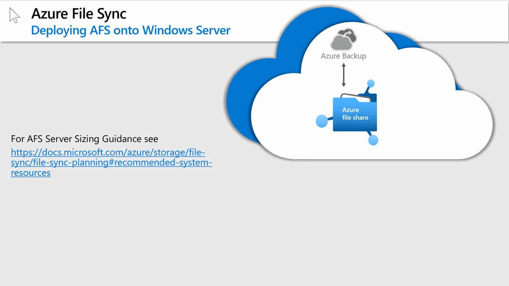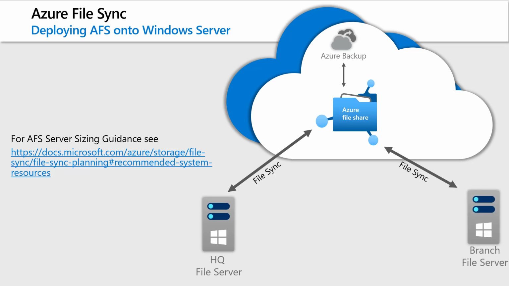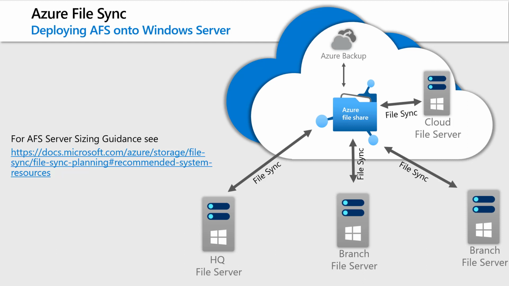Next, we want to deploy the Azure File Sync agent to the Windows servers you wish to hold the cached files to be synced to your Azure File shares. These are typically on-premises servers, but they can also be in the cloud. For example, you may want an AFS server in Azure if you have on-premises servers, but you also want to allow access to the same files directly in the cloud.